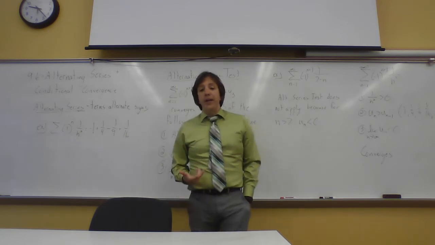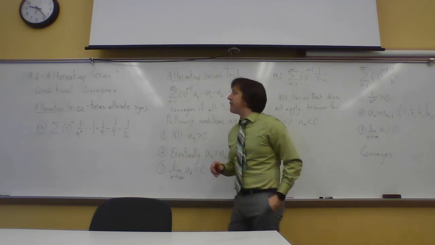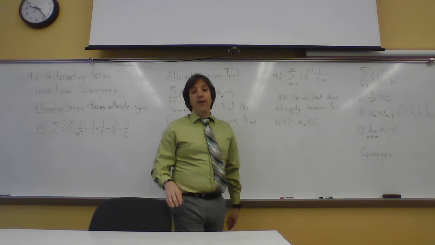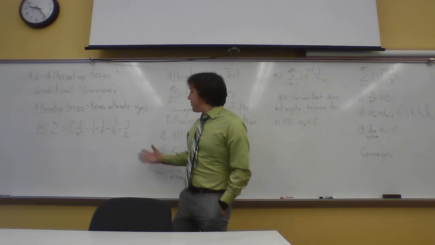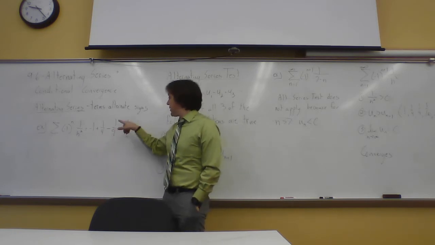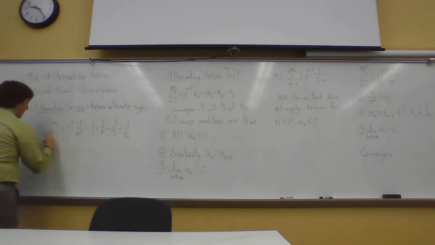Now that negative 1 to the n in front is going to supply our alternating signs. Most of the time when you have an alternating series, you're going to see it written with that negative 1 to a power in front, because that will make the signs go back and forth. So in this case, we get the series that starts with negative 1, then adds a 4, subtracts a 9, adds a 16.